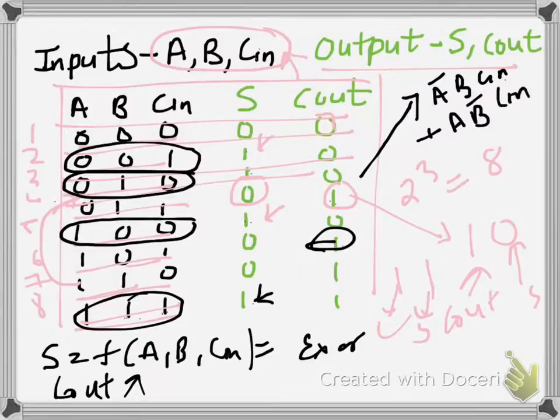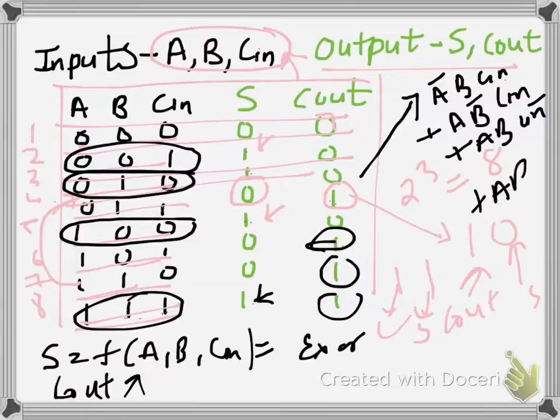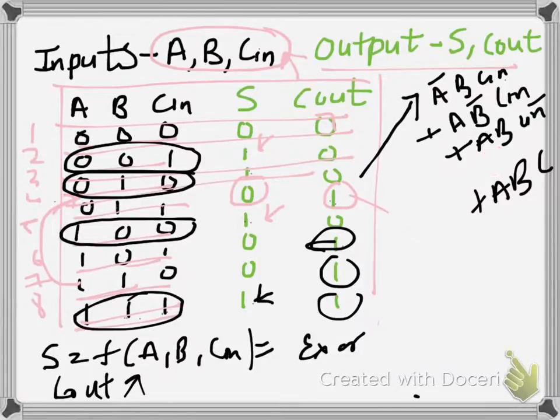I hope you people are understanding. Now in this case it will be A B into C input bar, right? And in this case it will be plus A B C. If you simplify this particular expression, let me erase everything first. Now you will have to patiently simplify it.